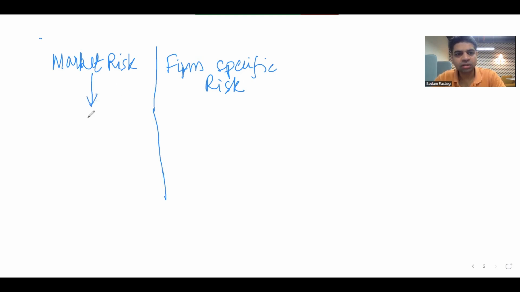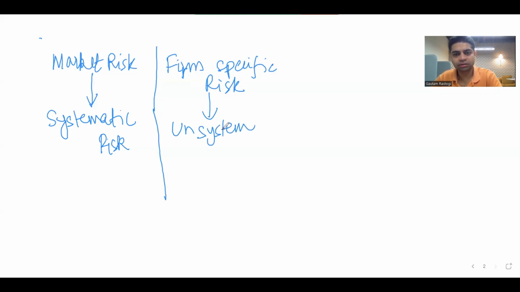This market risk is also called systematic risk, because this is the risk in the system, in the market. Finance people love to use fancy words, but whenever someone talks about systematic risk, just think of macroeconomics or the market risk. And firm specific risk is just specific to the company. It's called unsystematic risk. Obviously, one is called systematic, and this would be called unsystematic risk.